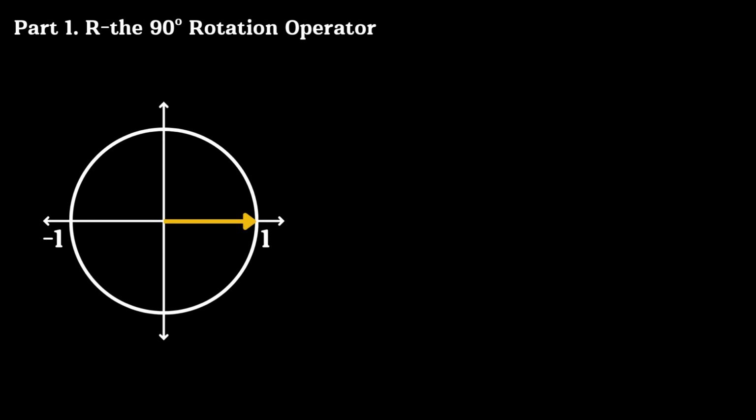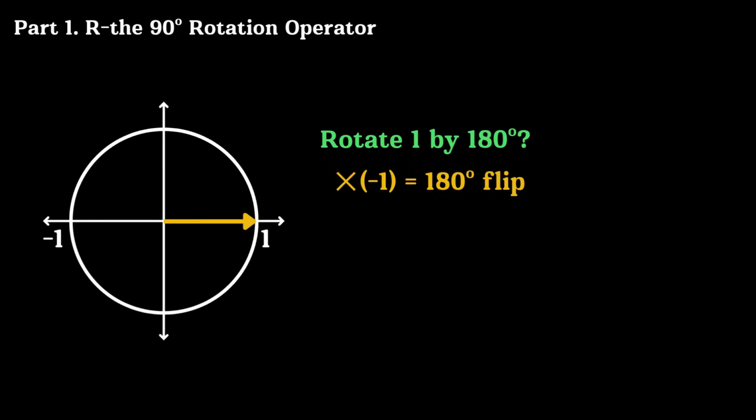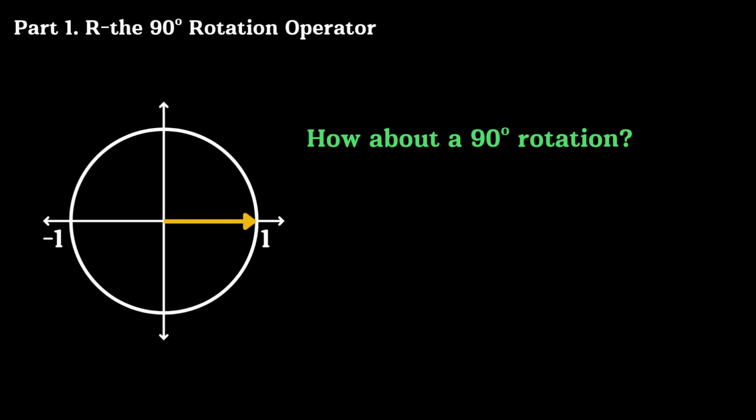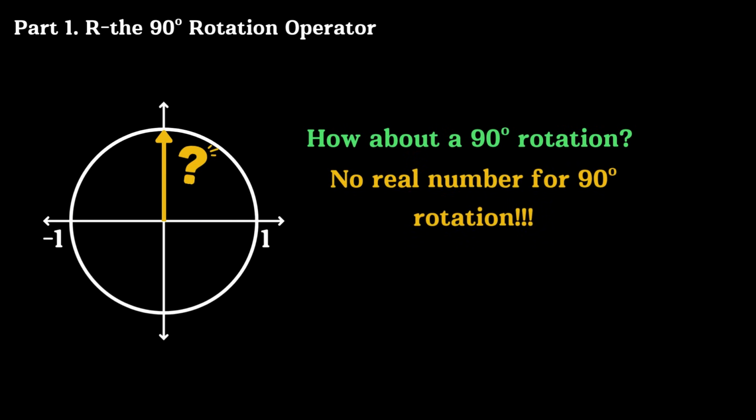On the real number line, rotating 1 by 180 degrees is easy. We just multiply by -1, and the point jumps from 1 to -1. That's a flip. But what if I want a 90-degree rotation? No real number can take 1 and turn it exactly 90 degrees off the line. So let's invent a new move.